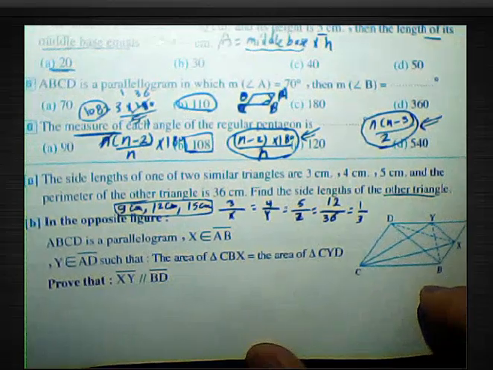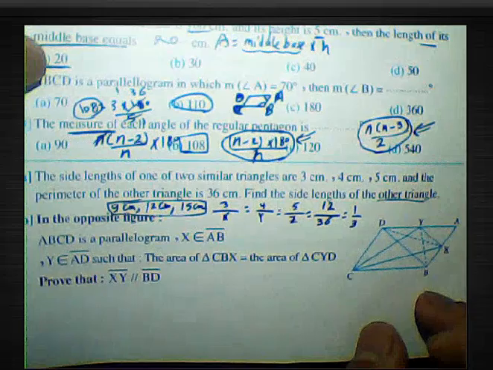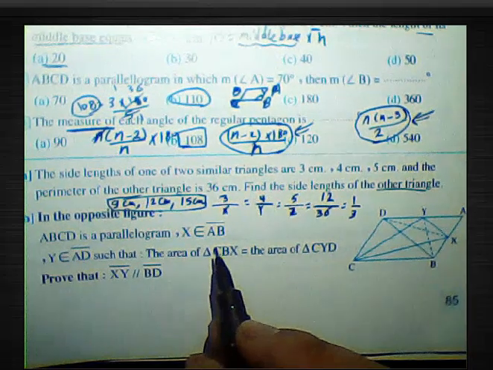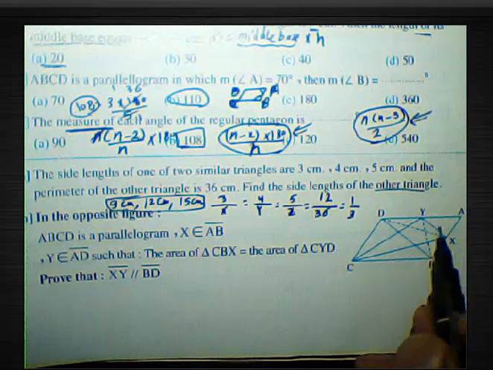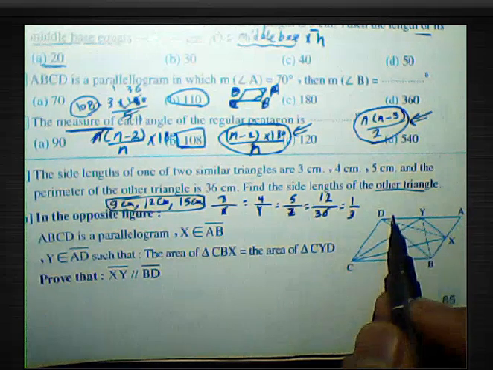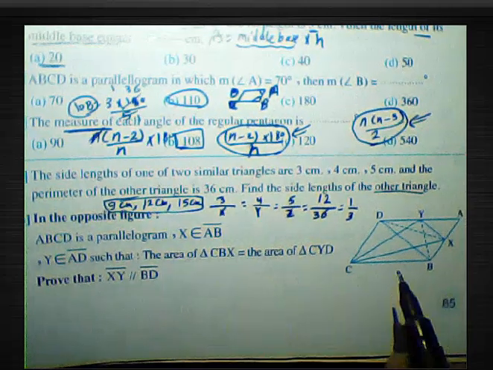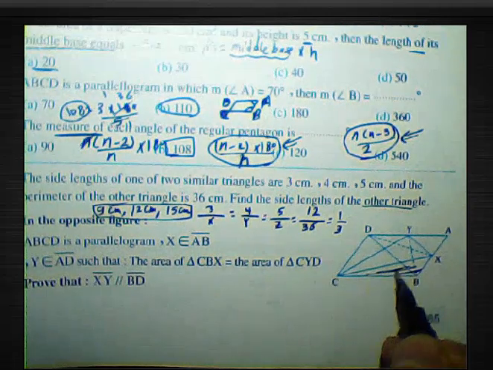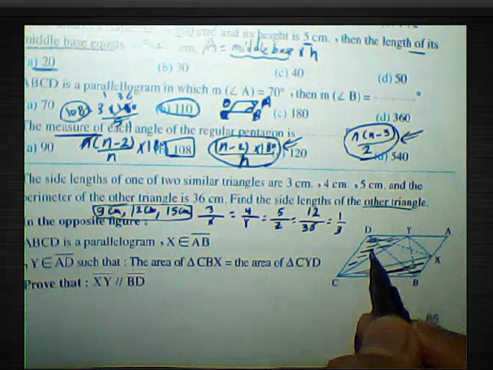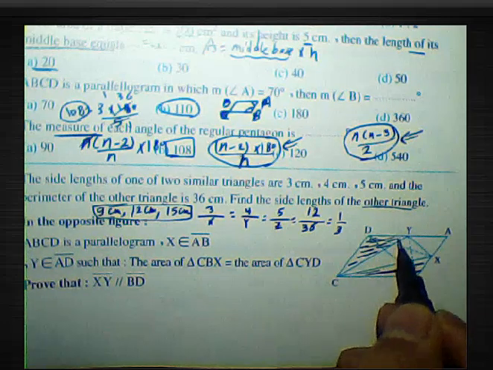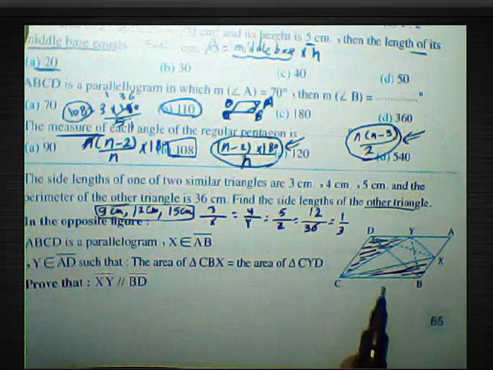Question B. In the given figure, ABCD is a parallelogram, and X belongs to the straight line EP and Y belongs to AD, and the area of triangle CBX equals the area of this triangle here, CYD. Prove that XY is parallel to PD.